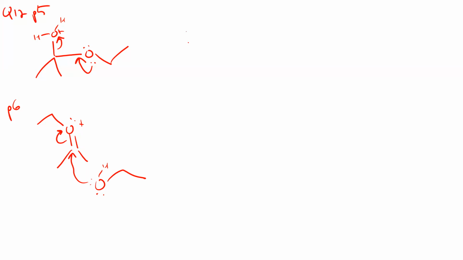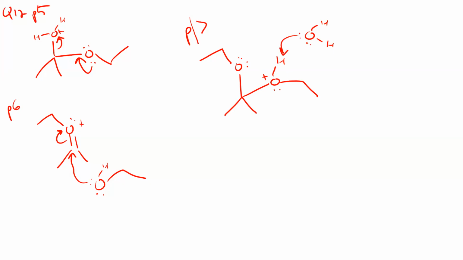Then we're going to have a proton transfer. Here, I'll go ahead and draw all the lone pairs of electrons. So for proton transfer, water will take that proton. And now we have a neutral product. And then it says select the best choice. Well, we formed an acetal here.